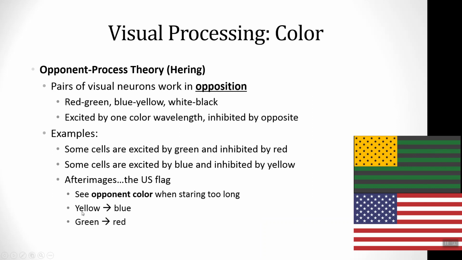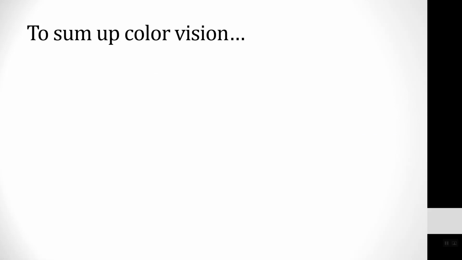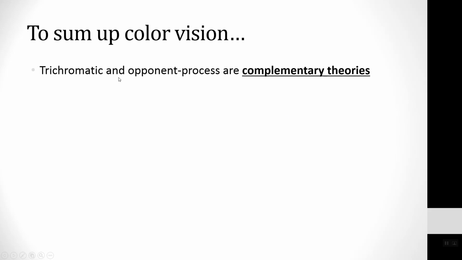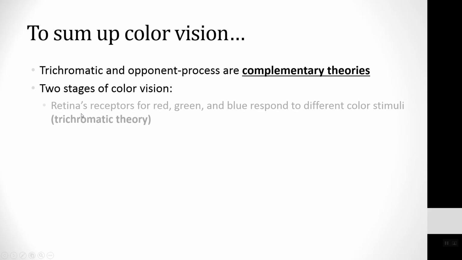And some examples, right? Yellow goes to blue, green goes to red, etc. Okay, so to sum this up, the trichromatic and opponent processes are complementary theories. So it's not that either of them are wrong. It's just that we need two theories and there are different mechanisms for which we see different colors. Okay, so there's kind of two stages of color vision going on here.